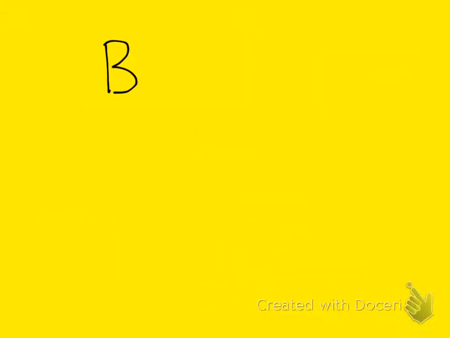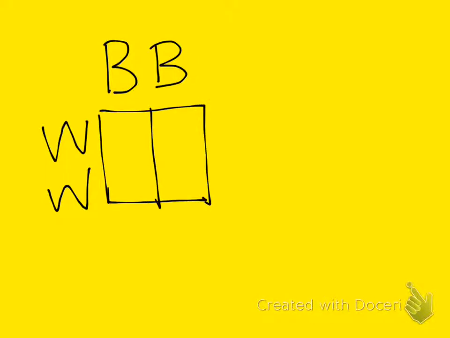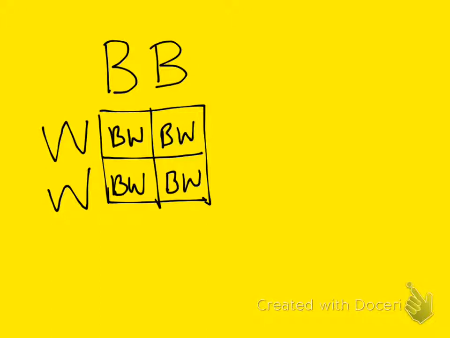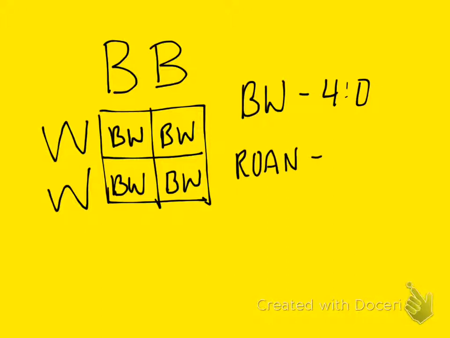If you have a black mare and a white stallion, we can do a Punnett square for this. What's the genotype of all their offspring? BW. What's the phenotype of all their offspring? Yeah, it's black and white, or roan. So 100% of their offspring are black and white.